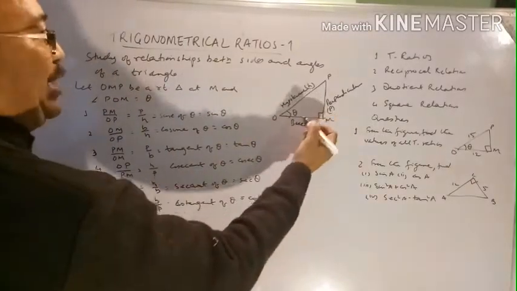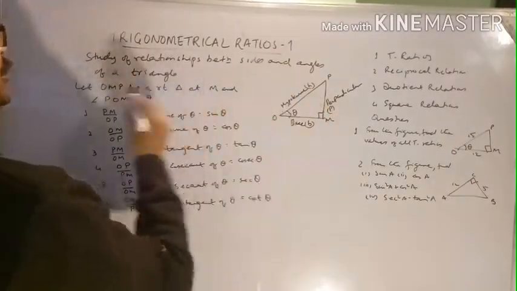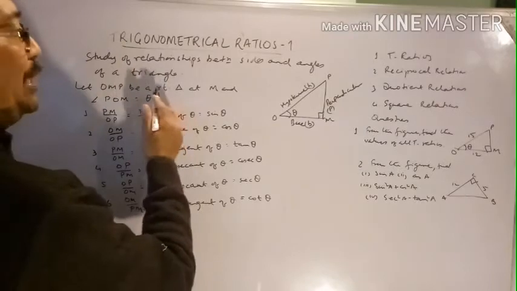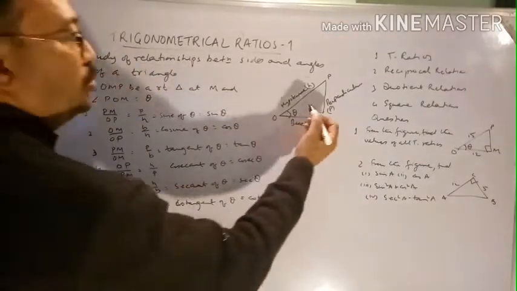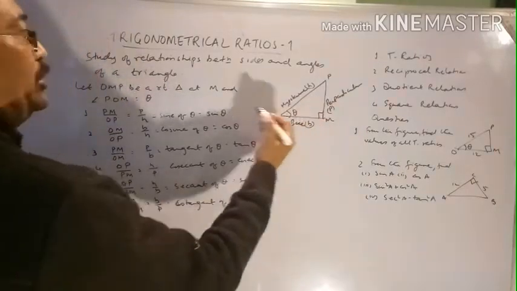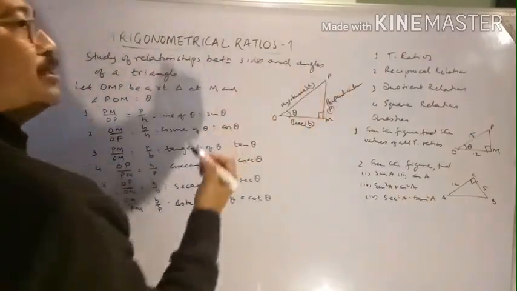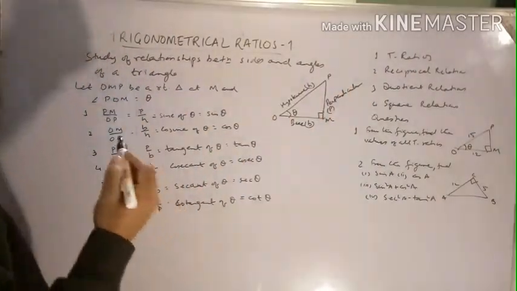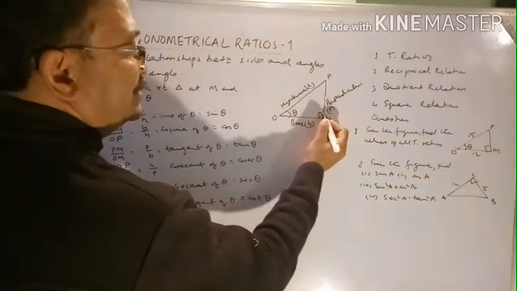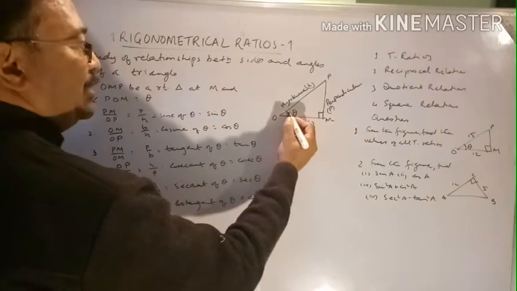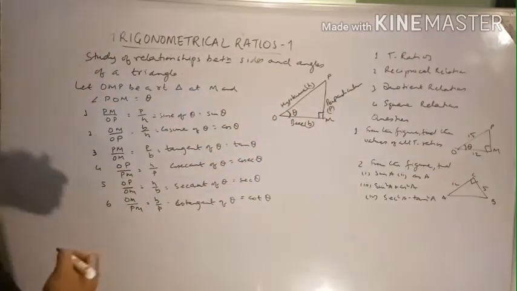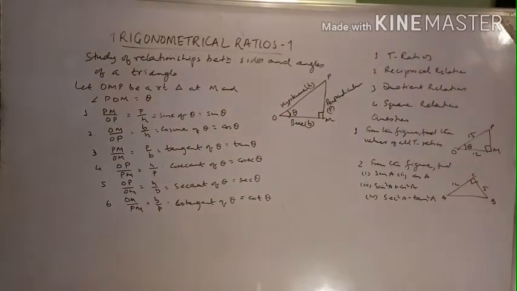Let's take a right angle triangle. Let OMP be a right triangle, right angled at M, and angle POM be theta. We take this triangle OMP to be right angled, with the right angle at M. Then we denote this angle by theta, a Greek letter.